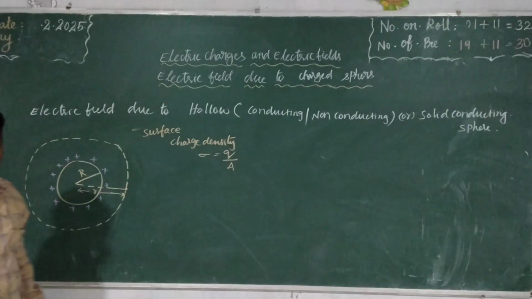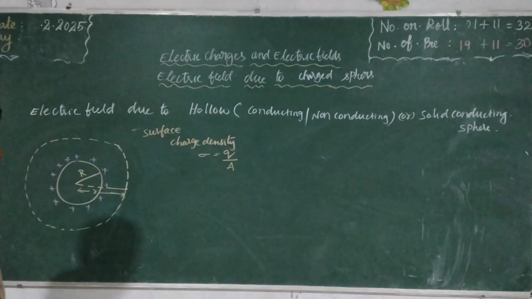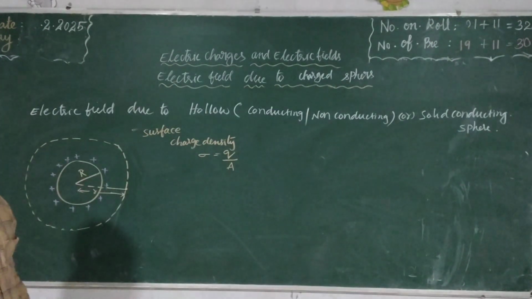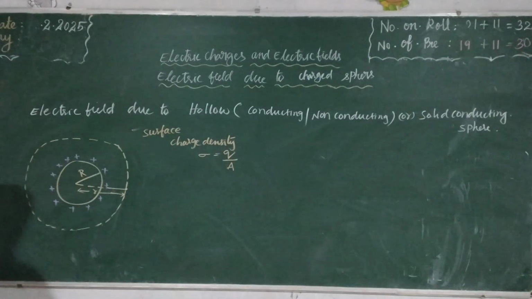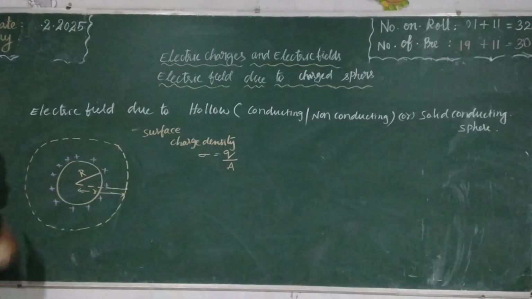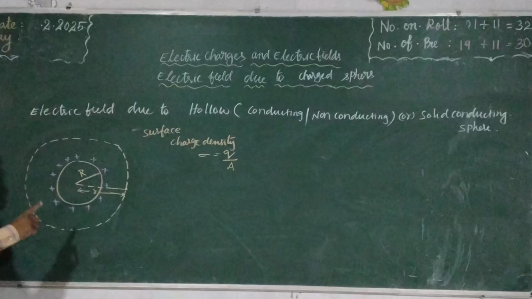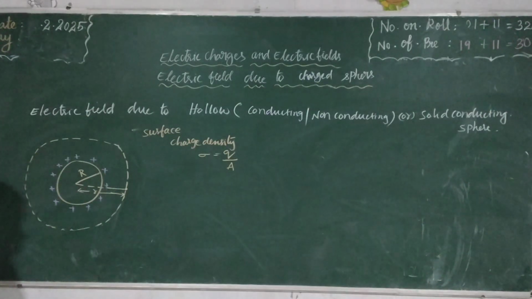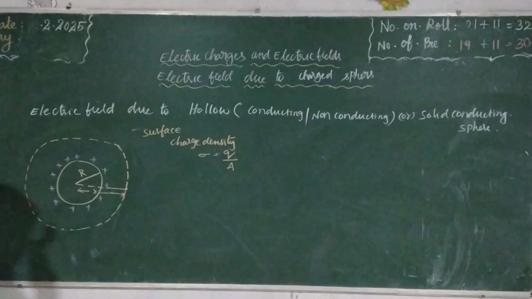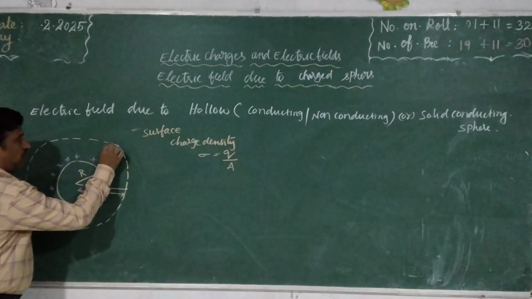We want to find what is the electric field at all distances from the center. For that we can draw the Gaussian surface. What is the Gaussian surface here? The Gaussian surface should be symmetric about the charge distribution. The charge will be distributed symmetrically.